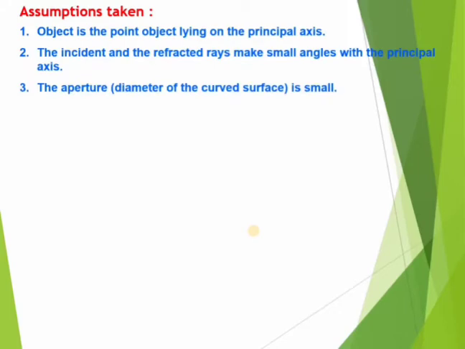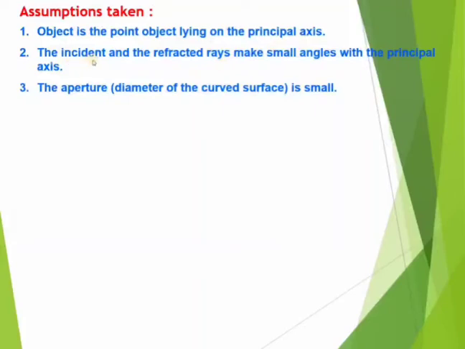We will study the assumptions that will be taken in setting up the formula to relate the refractive index of the medium with the radius of curvature, in terms of object distance and image distance also. So the assumptions are as follows. Number one, the object is a point object. That means the size of the object should be small.